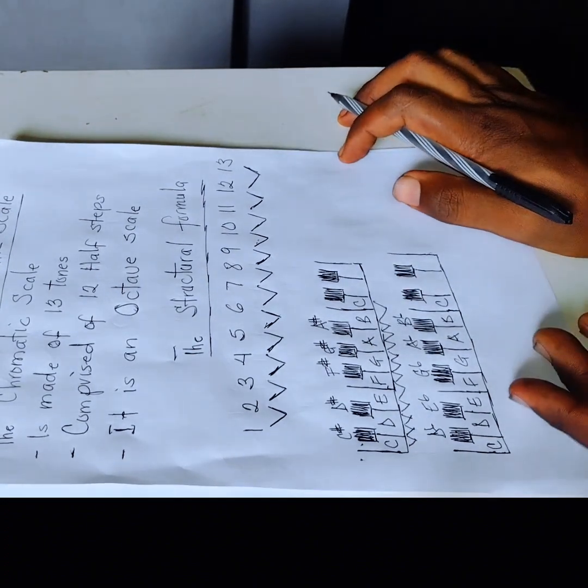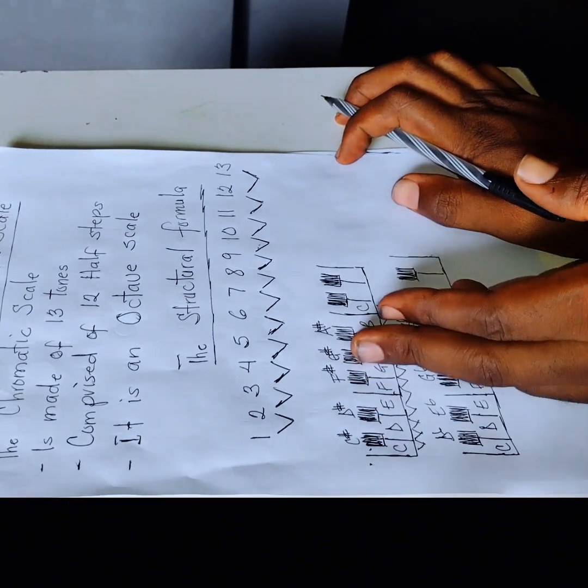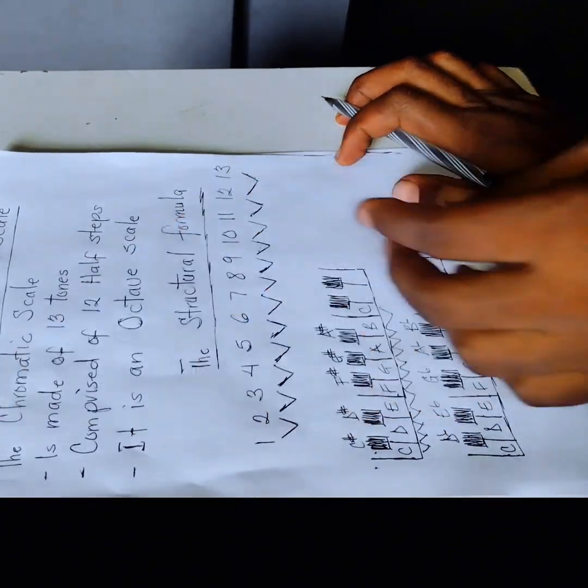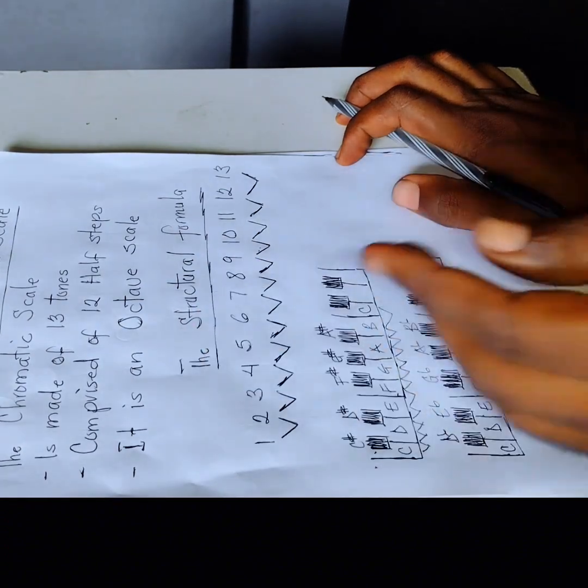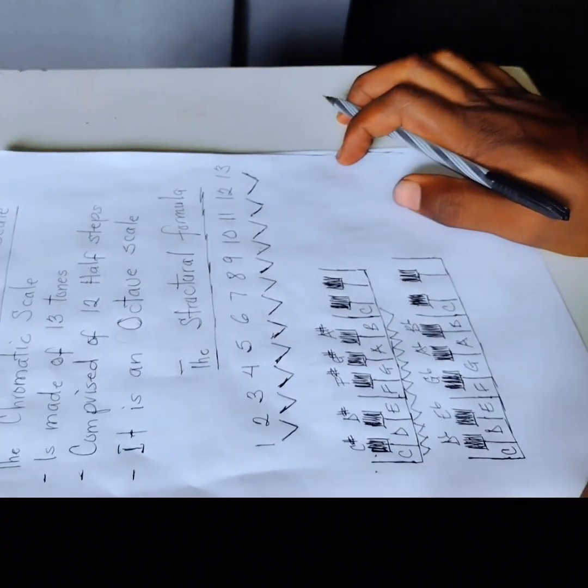So it's the same C scale. If you check each one of the scales, you will have 13 tones, made of the same 12 half steps, and it's an octave scale starting on C and starting on D. With the chromatic scale, the system is set.